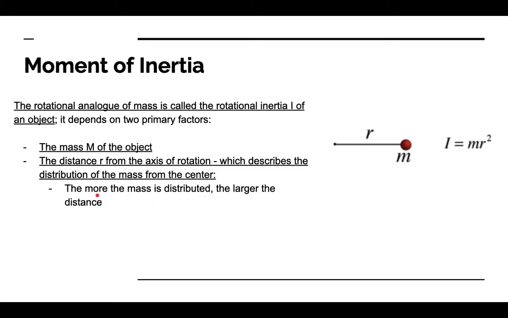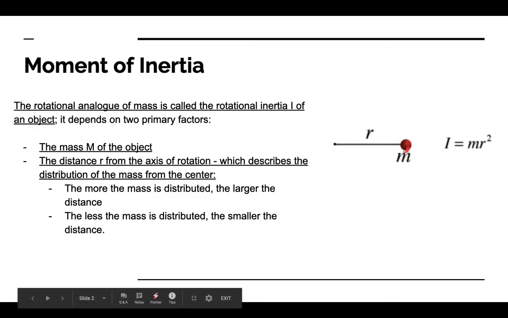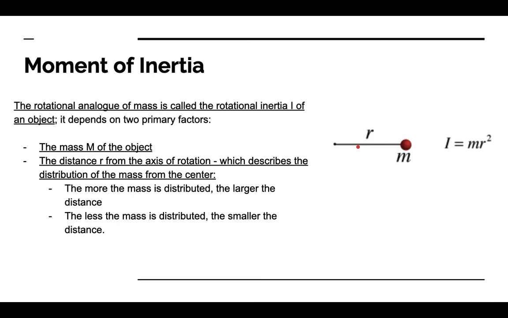The more mass is distributed, the larger the distance, and hence the larger the moment of inertia. The less the mass is distributed, aka the closer our mass is to our axis of rotation, the smaller the distance and the less distribution there is, and thus the smaller the moment of inertia there is, okay? So for a point-like object, say if we have a mass m that is located a distance r from an axis of rotation, so a point-like object like this, the moment of inertia is going to be defined by the equation I equals mr squared.